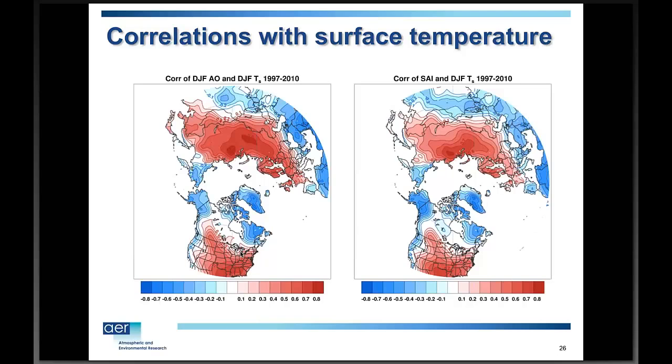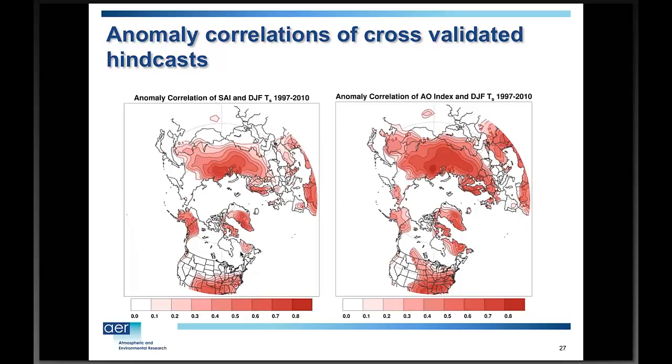And as I'll show, to get any kind of skill for a lot of these areas is unprecedented and certainly hasn't been achieved with other indices. So that's just the raw correlation. What about the cross-validated hindcast? So here's the hindcast cross-validated. I switched it up, but the AO is on the right. So you can see you have skill. Red, I just showed the positive skill here. Red is positive skill. Blue, less than zero, would be negative skill.